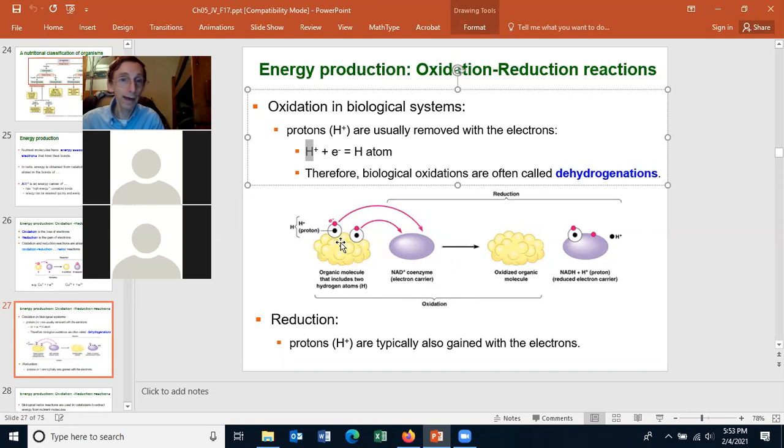But usually the hydrogen ion follows the electron and is gained by NAD plus, becoming NADH, gaining both an electron and a hydrogen ion. Usually in biological systems, the H plus ion follows the electron. Okay, any question about that?